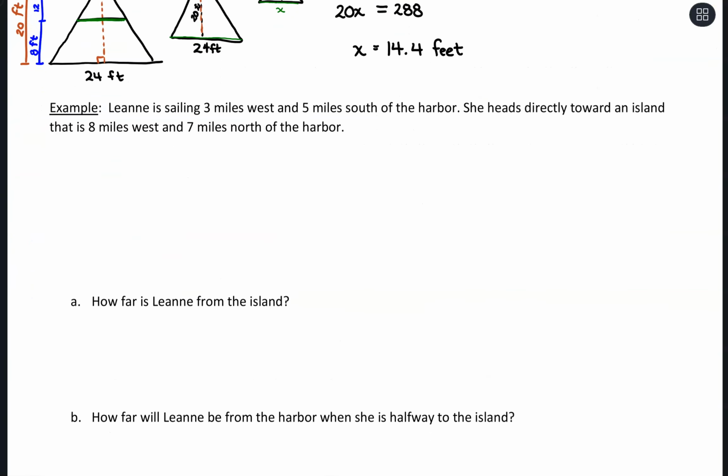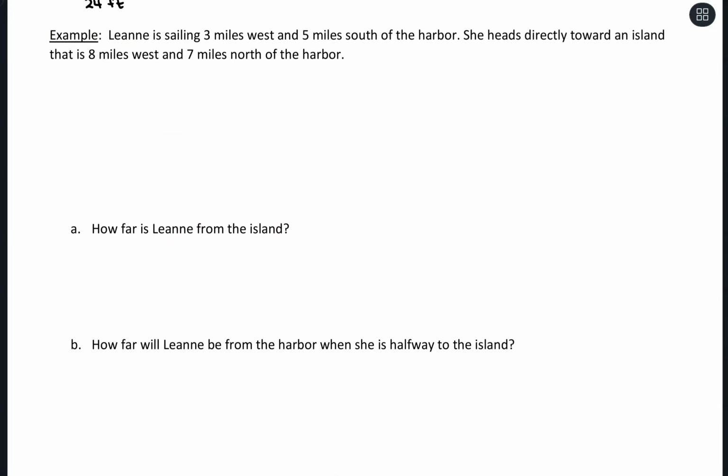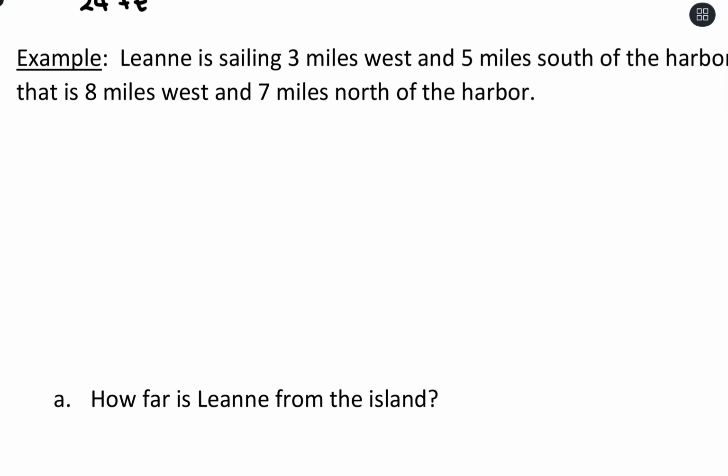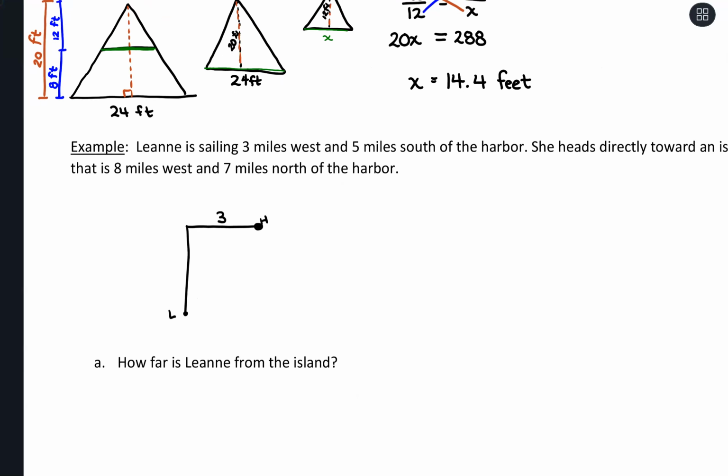Okay, this next one, a big one. Leanne is sailing 3 miles west and 5 miles south of the harbor. Let's go ahead and get a picture going. So we're going west and south. So here's our starting point. Let's put it more in the middle here. Okay, 3 miles west, 5 miles south, and here's the harbor, and this is where Leanne is ending up.